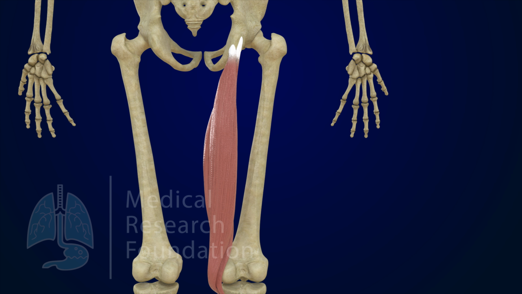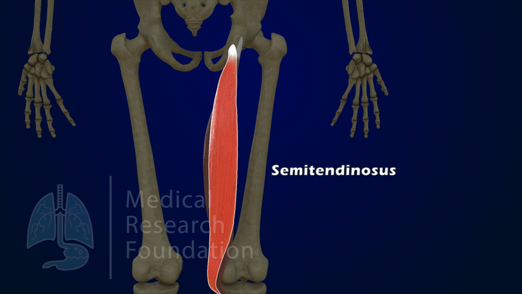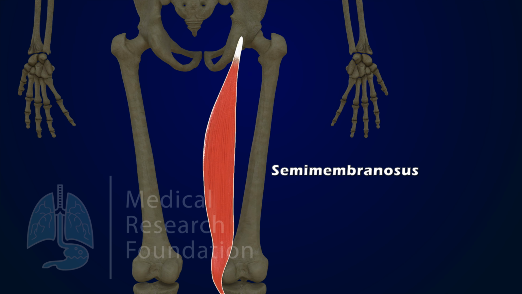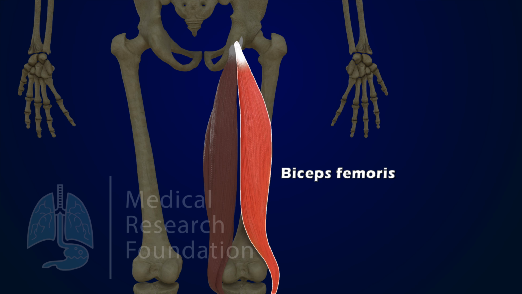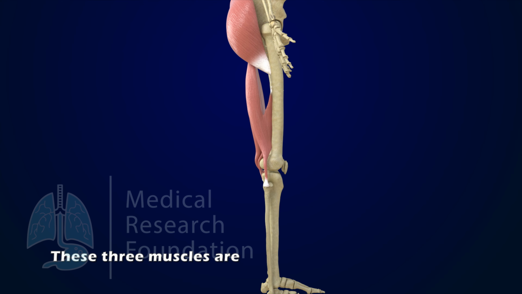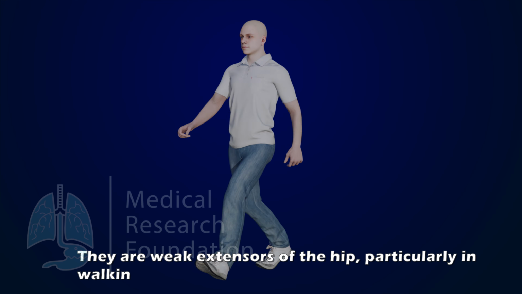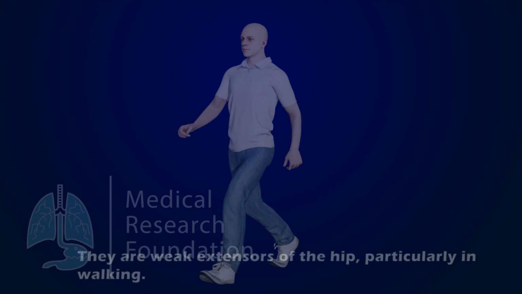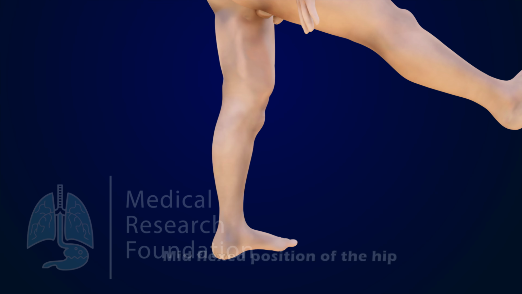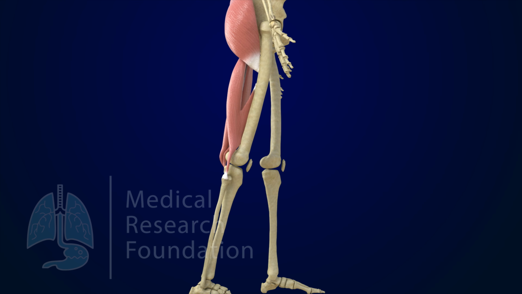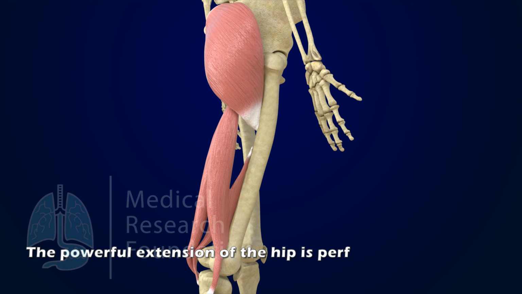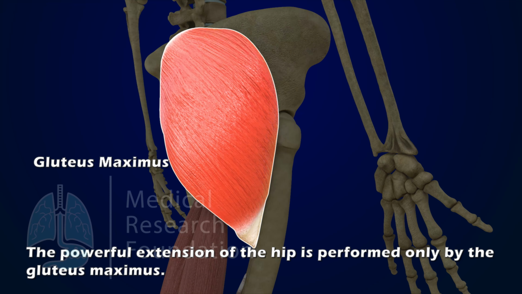Actions. The actions of semitendinosus, the semimembranosus, and the biceps femoris. These three muscles are the chief flexors of the knee. They are weak extensors of the hip, particularly in walking. This action is important in the mid-flexed position of the hip. Note that the powerful extension of the hip is performed only by the gluteus maximus.